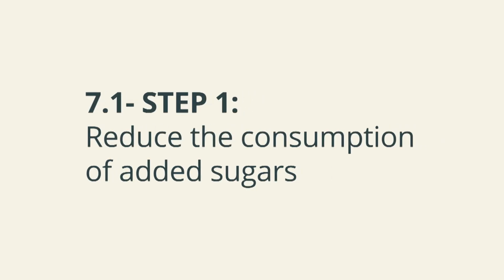Now, let's summarize a solution to the problem of weight gain with the steps that are recommended by The Obesity Code. Step number 1. Reduce the consumption of added sugars. Sugars stimulate insulin secretion. The consumption of sugar in exaggeration not only makes you fat, but it also contributes to insulin resistance and metabolic syndrome. Obviously, the first thing that you should do is to remove the sugar from the table. There's no need to be adding extra sugar to food.